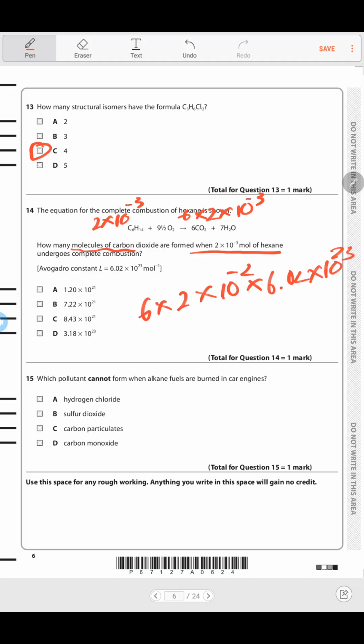In all the options, the first number is different, so just take the whole numbers. Then you can get the answer simply. 6 times 2 is 12, and 12 times 6 point something gives 7.2, right? So the answer will be B. That's how we quickly find the answers.